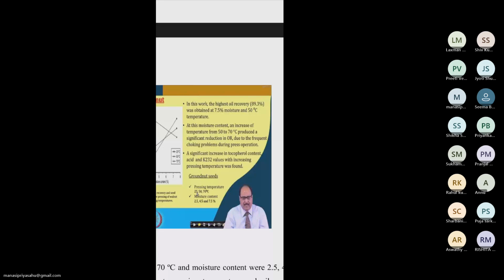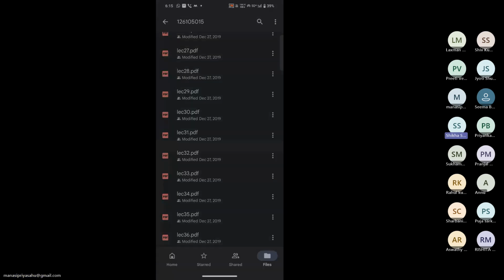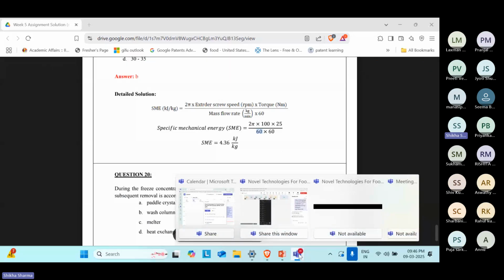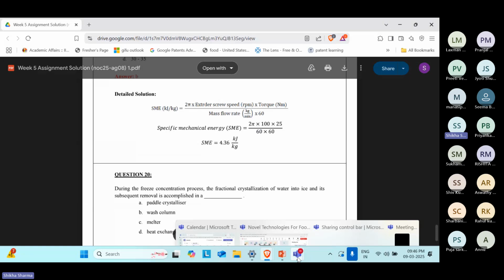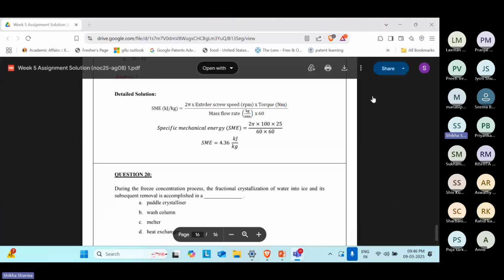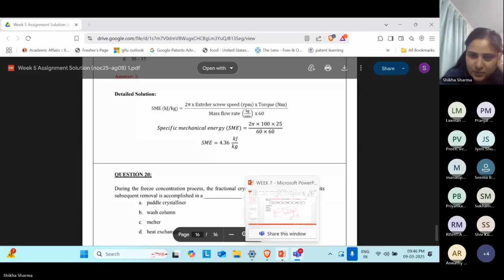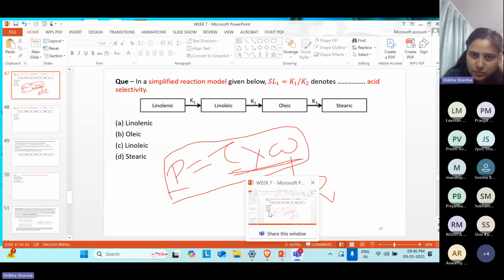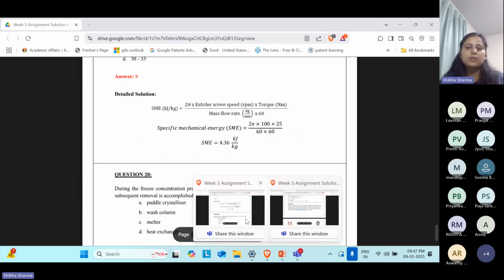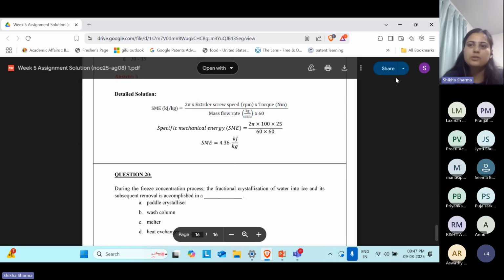Okay, ma'am. So maybe my screen was not there. Now is my screen visible? I was actually discussing this question, and I think my screen was not visible that time. I'm sorry. Is my screen visible? Yes, ma'am. I was actually discussing this assignment 5 problem, but the screen was not visible that time.